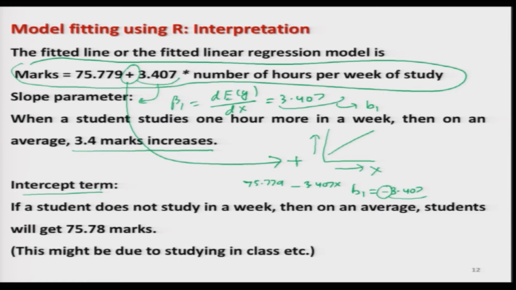Okay. Now, you come to the next value, the intercept term. Intercept term here is 75.779, or say nearly 75.78. So, you are saying in this model, if the number of hours of study is equal to 0, then still the marks are going to be 75.78. So, if a student does not study in a week at all, then also on an average students will get 75.78 marks.